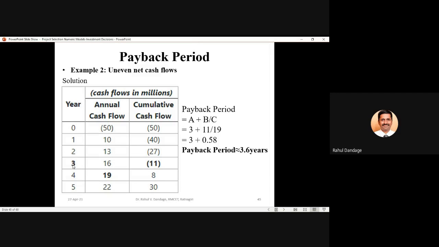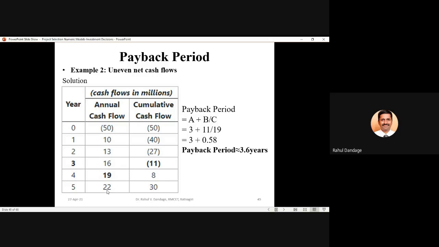So at the end of year 3, out of the $50 million which has been invested, you have regained $39 million, but $11 million is still pending. In year 4, you will have a net cash inflow of $19 million. Out of this 19, 11 will be utilized to repay the remaining investment. So the net cash flow which remains positive will be $8 million.